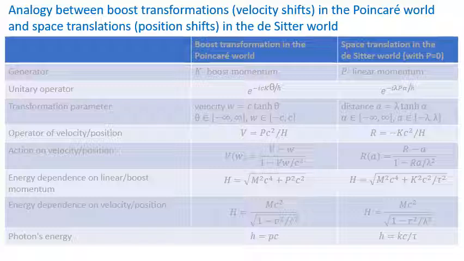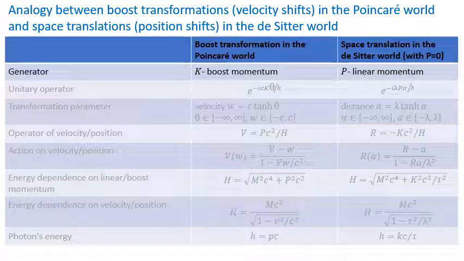Actually, the analogy between boost transformations in the Poincare world and space translations in the de Sitter world is rather remarkable, as I am going to show you in this table. In Poincare calculations, we were interested in boost transformations, or how the Hamiltonian looked at different velocities. In the de Sitter world, we will be interested in space translations, or how the Hamiltonian looks at different distances.